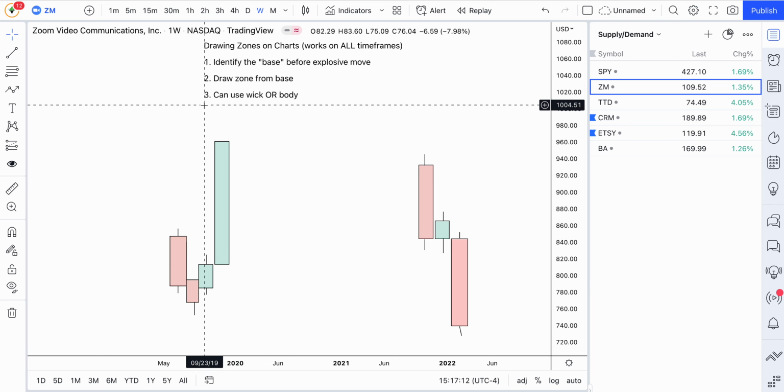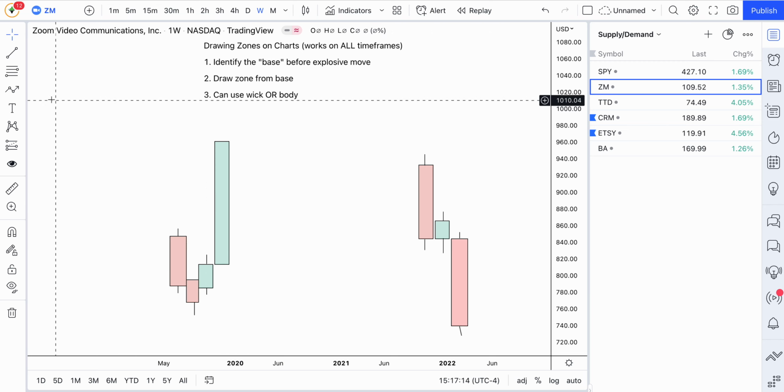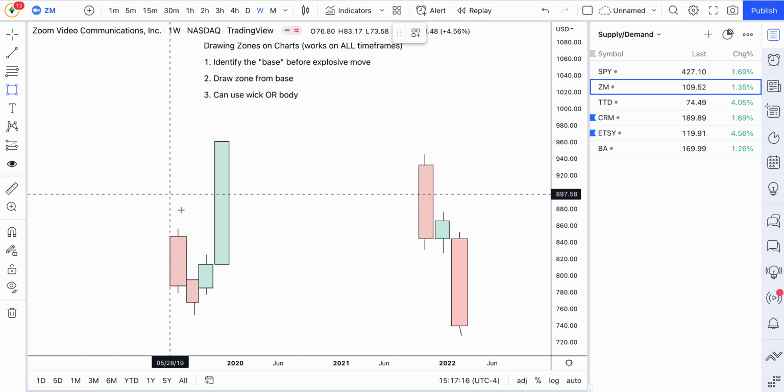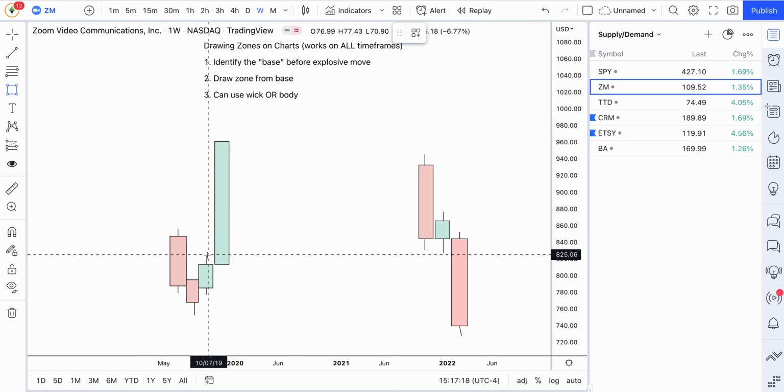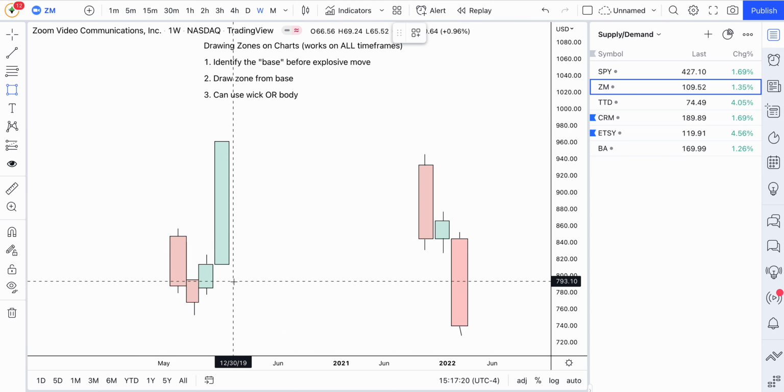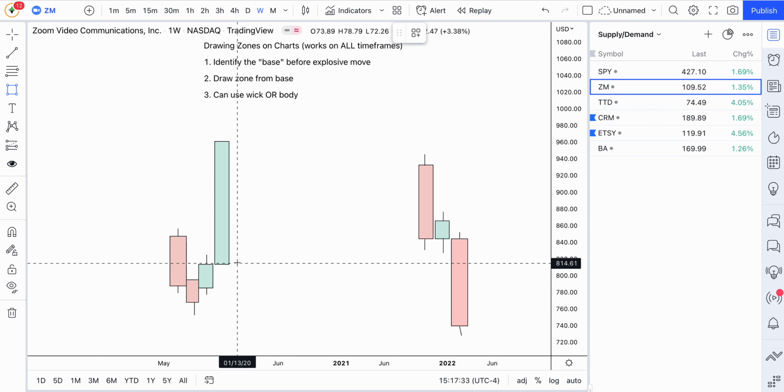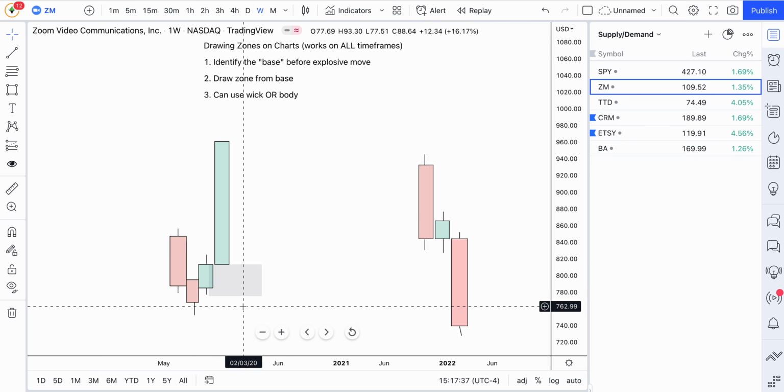Now you see in number 3, I say can use wick or body, right? What do I mean by that? So in the last candle, I went from the high of the wick to the low of the wick. Sometimes what you can do is use the body. It depends on a number of factors, so I'll use them interchangeably. It kind of just comes down to personal preference and what works better for you. But the body would just be the top of the body. You still want to go down to the bottom of the wick, right?